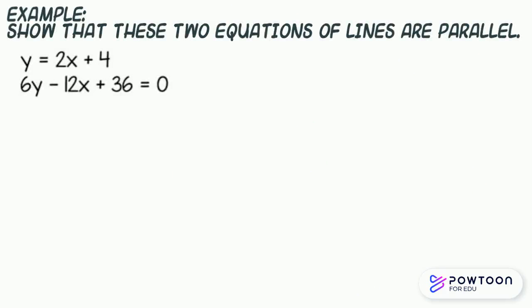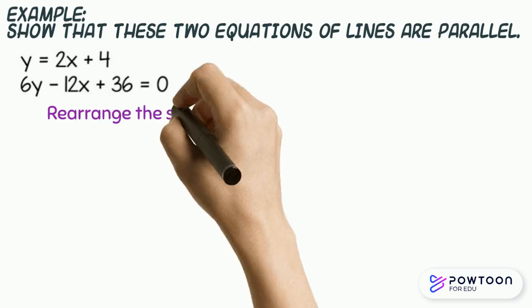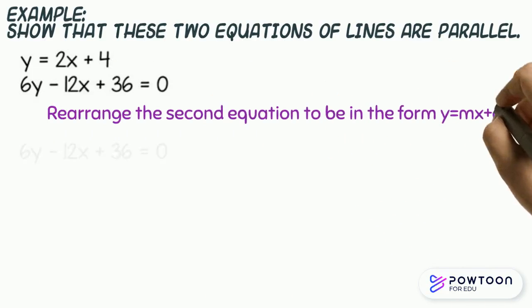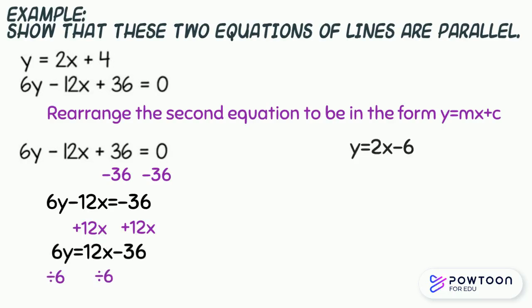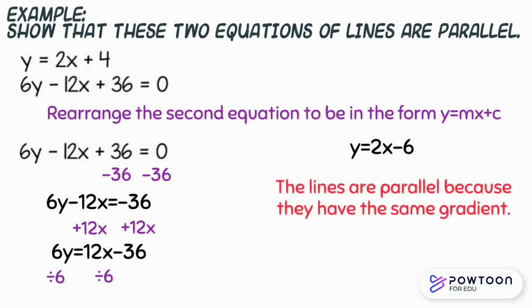To show that two equations of lines are parallel, we need to compare their gradients. So we need both equations to be in the form of y equals mx plus c. So we will rearrange that second one. And once we do that, we get y equals 2x minus 6. So both equations have a gradient of 2, so they are parallel.